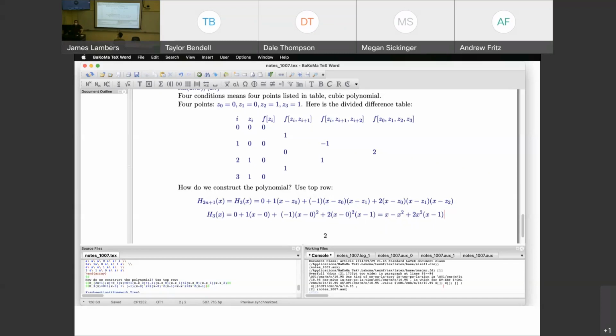Remember, whether it's regular Newton interpolation or this Hermite case or any other osculatory case, if you're using the top row of divided differences to construct your polynomial, then the last center will not be used ever. So even in the highest degree term, we have x minus z0, z1, z2, but there's no x minus z3 anywhere in here. So keep that in mind, because otherwise the polynomial would not have the correct degree.